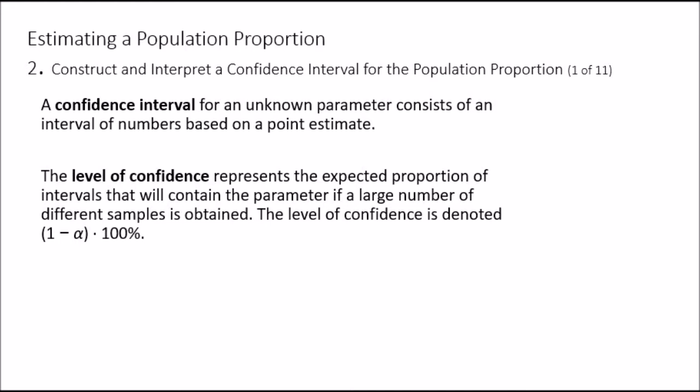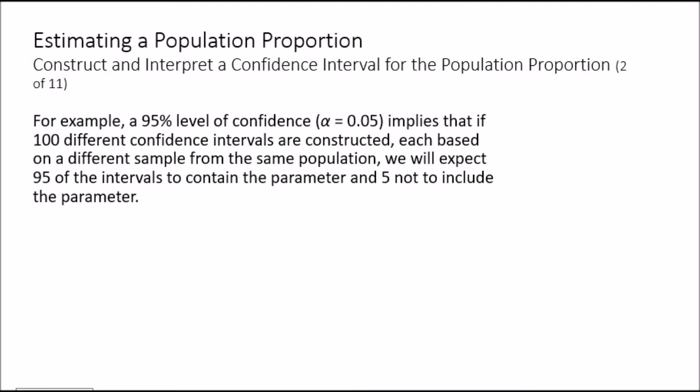A confidence interval for an unknown parameter consists of an interval of numbers based on a point estimate, and the level of confidence represents the expected proportion of intervals that will contain the parameter if a large number of different samples is obtained. The level of confidence is denoted (1 - alpha) times 100%. For example, a 95% level of confidence, when alpha is equal to 0.05, implies that if 100 different confidence intervals are constructed, each based on a different sample from the same population, we expect 95% of the intervals to contain the parameter and 5 not to include the parameter.